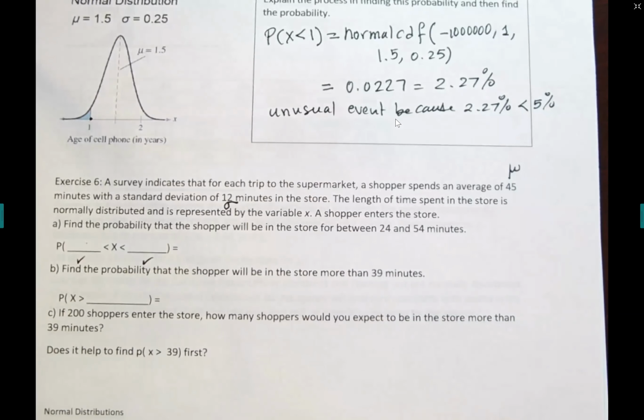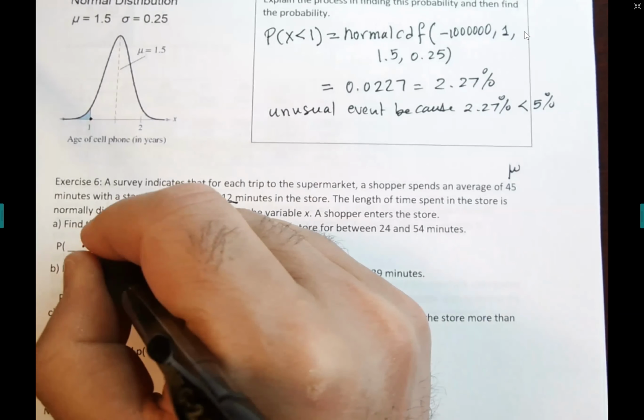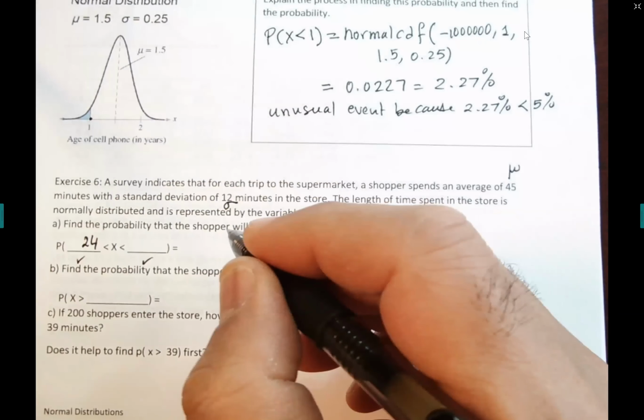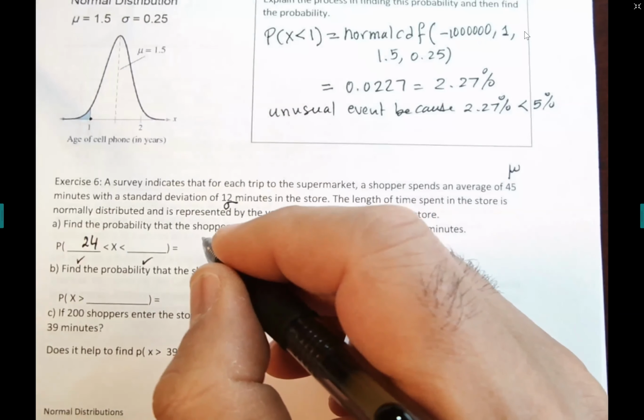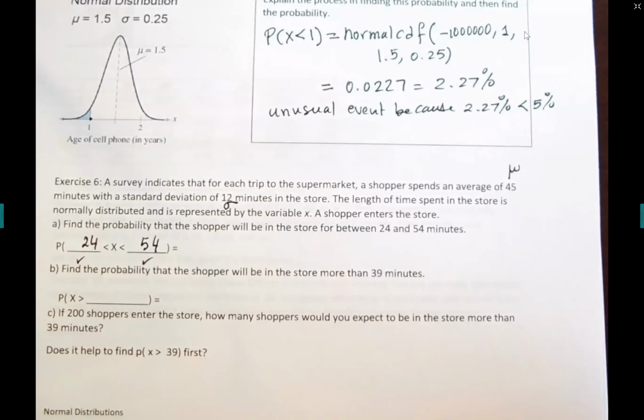Let's see what we have here. 24. That is correct, Julia. And then the second one is 54. You guys, it couldn't be any simpler than that.